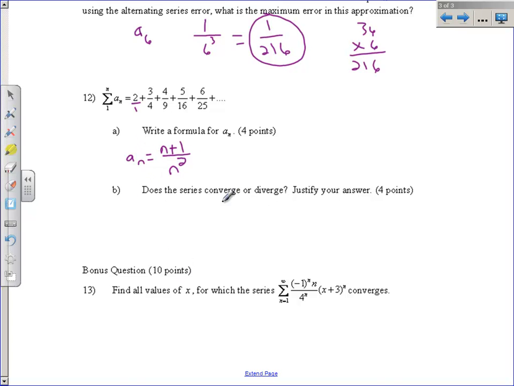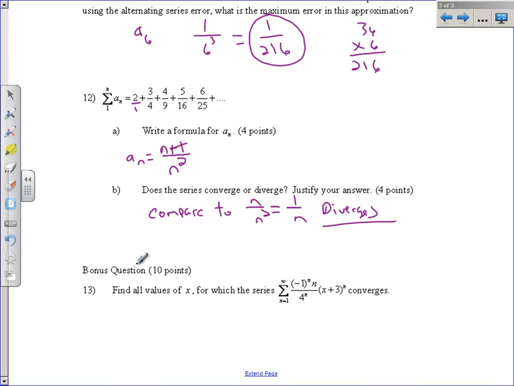And it says, does the series converge or diverge? And it's not alternating, so we're going to compare this to n over n squared, because that plus 1, when we're dealing with really big numbers, is not really going to do much, which is 1 over n, which is our divergent harmonic series.